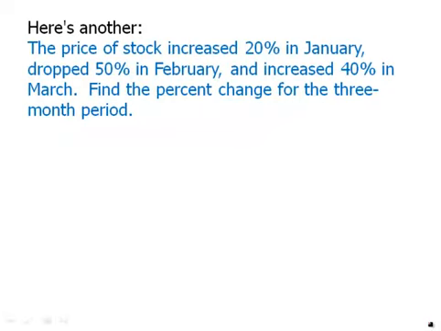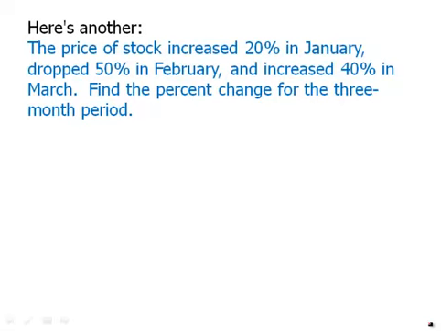Here's another. The price of a stock increased 20% in January, dropped 50% in February, and increased 40% in March. So in other words, that's the first quarter of the year. Find the percent change for this 3-month period, the percent change for the first quarter. So again, pause the video here and see if you can work this out.